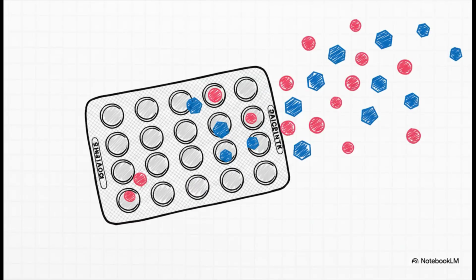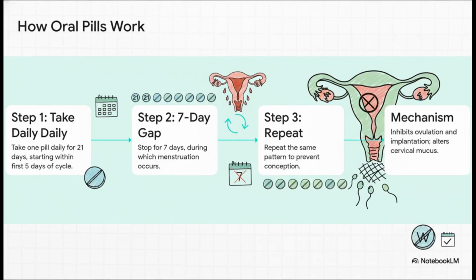All right, let's switch over to hormonal methods, and we'll start with the one everyone's heard of, oral contraceptives, or more simply, the pill. These are basically tablets that contain small doses of hormones, either just a progestogen or a mix of progestogen and estrogen. So, how do they work? Well, you have to take 1 pill every day for 21 days, starting in the first few days of your period.